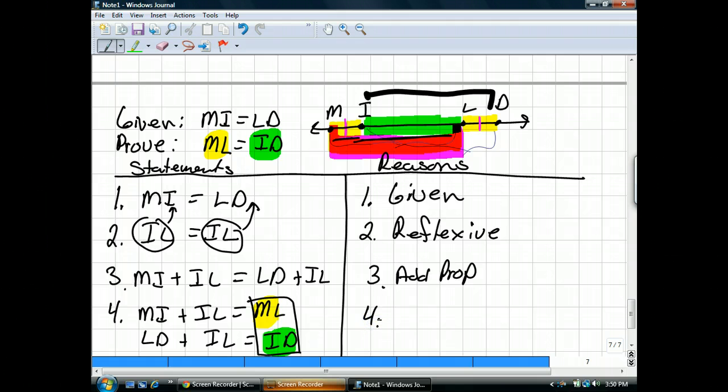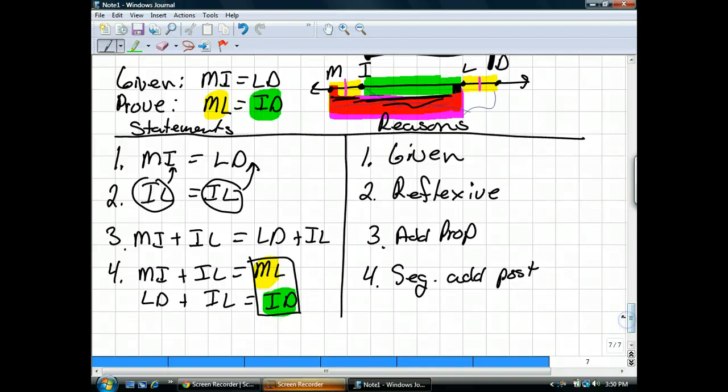But what allowed me to write each one of those? I added this plus this to make the whole. What postulate allows us to add together pieces of a segment? That's the segment addition postulate.